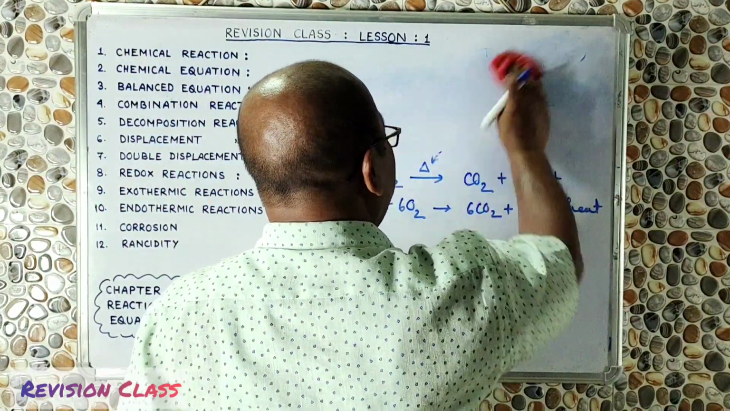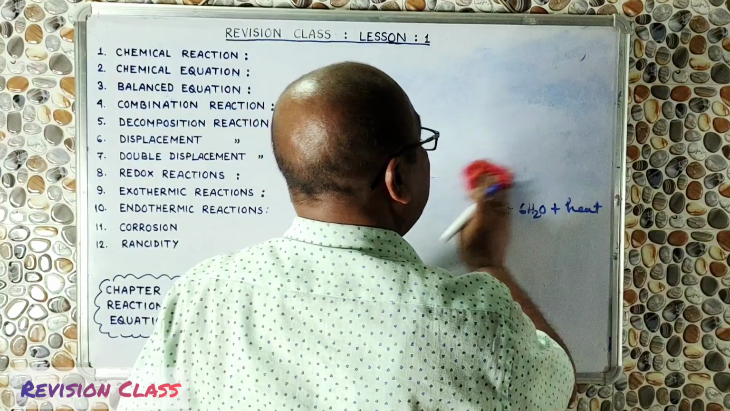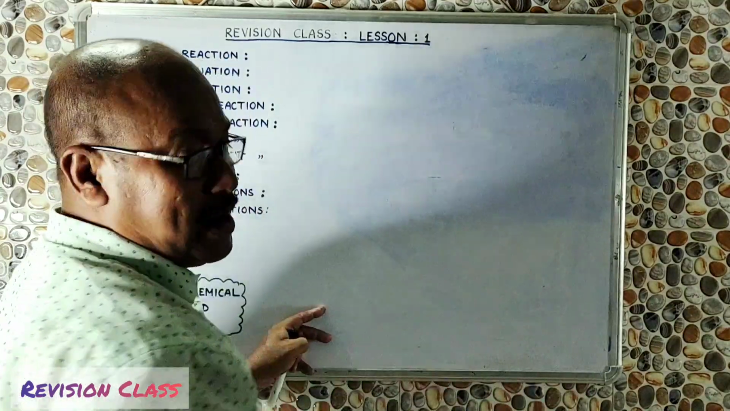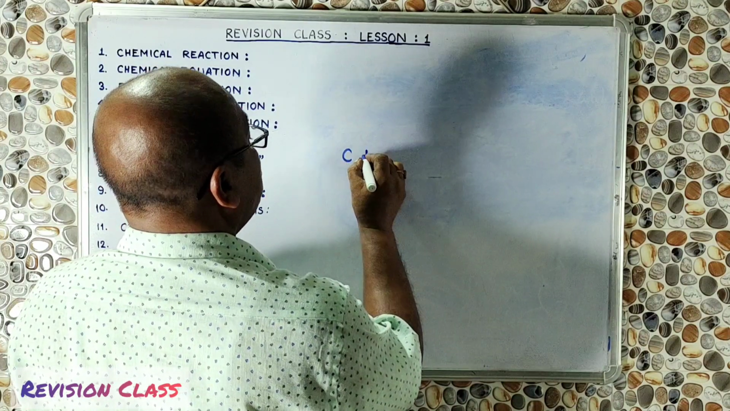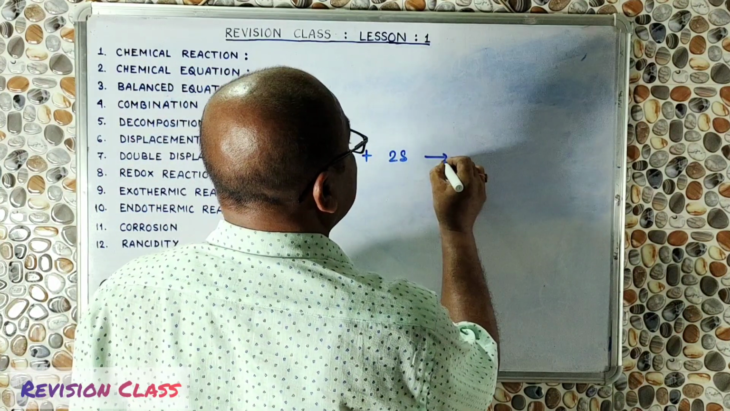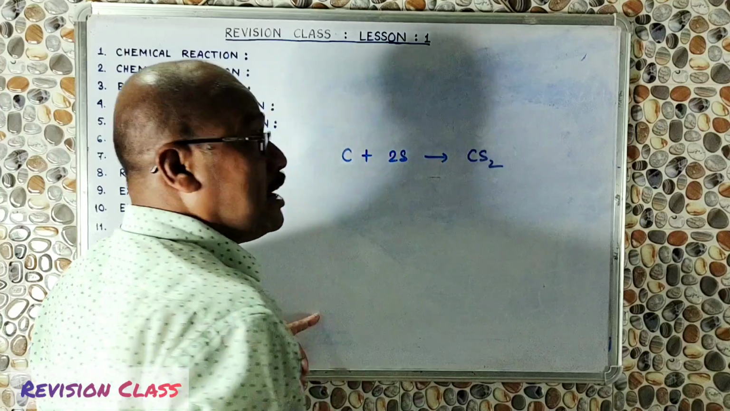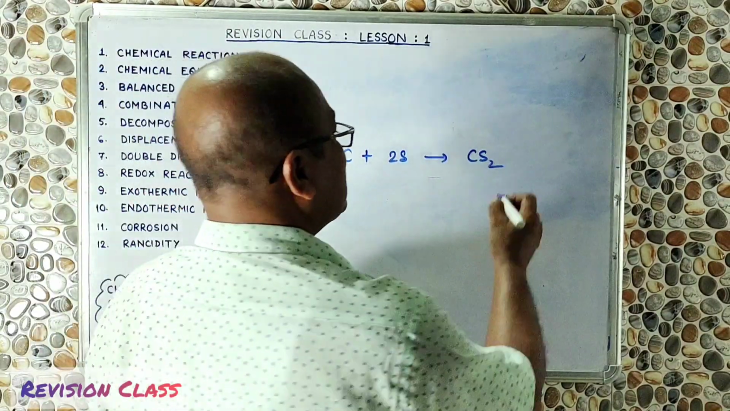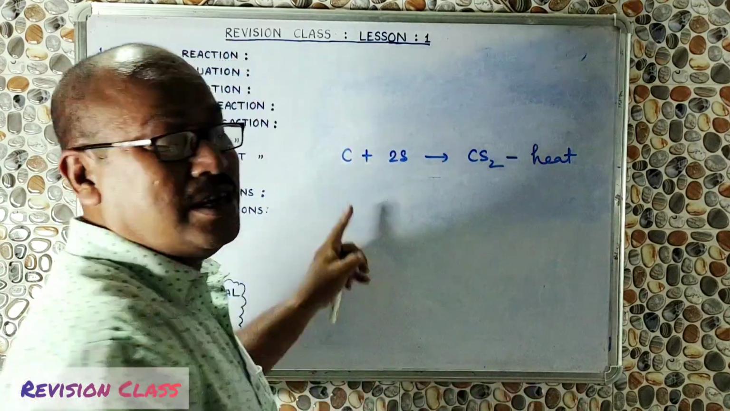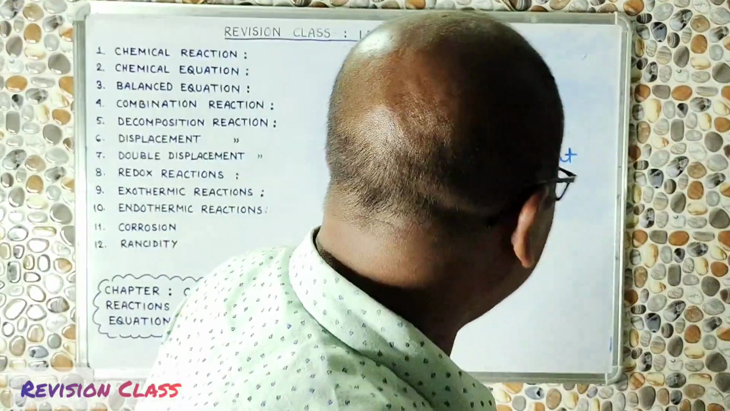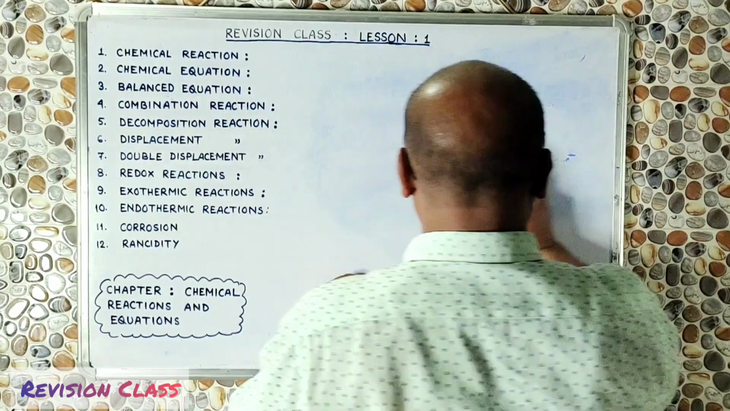And endothermic chemical reactions are completely opposite, where heat is not generated but absorbed. For example, when carbon is combined with sulfur, it produces CS2, carbon disulfide. In this chemical reaction, heat is not generated but absorbed, so I have given a minus sign. This type of chemical reaction is called an endothermic chemical reaction.